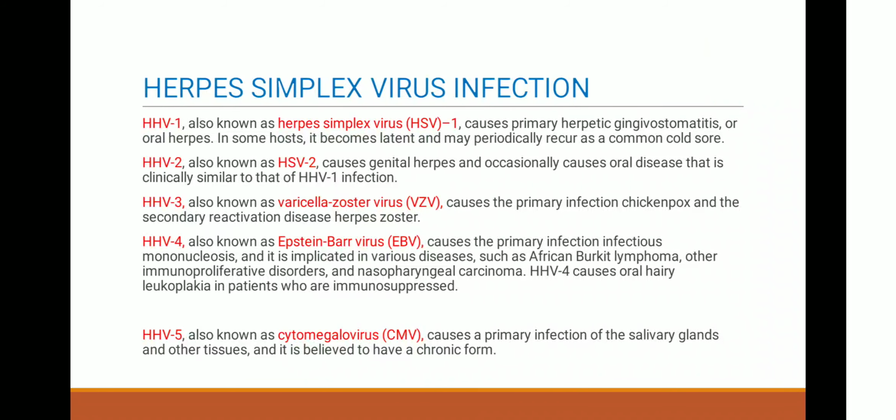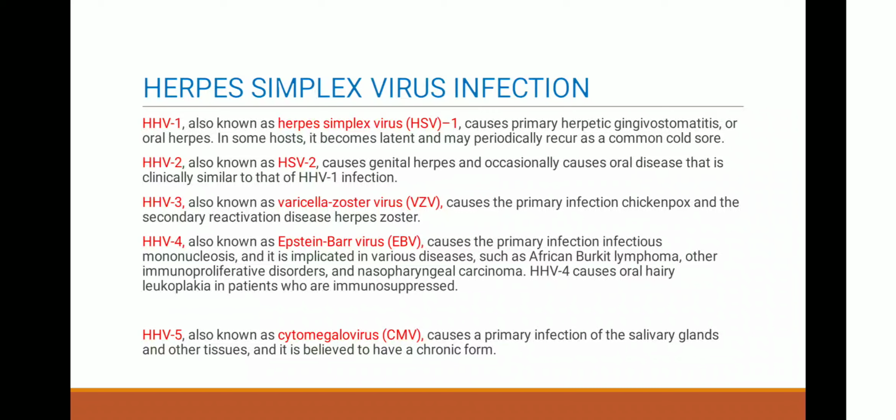HHV1 is known as herpes simplex type 1. It causes the primary infection of herpetic gingivostomatitis or oral herpes. In some hosts, it becomes latent and may periodically recur as a common cold sore or recurrent herpes labialis. HHV2 causes genital lesions known as genital herpes and occasionally causes oral disease that is clinically similar to HHV1. HHV3 is zoster or shingles or chickenpox.